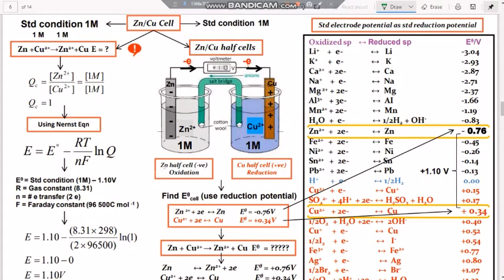On the left side we have the zinc electrode, and on the right side we have the copper electrode. The zinc half cell is the anode, which is negative, and the copper half cell is the cathode, which is positive. At the zinc electrode oxidation takes place, and at the copper electrode reduction takes place. It is very clear. And the cell reaction is Zn plus Cu2+ gives rise to Zn2+ plus Cu.